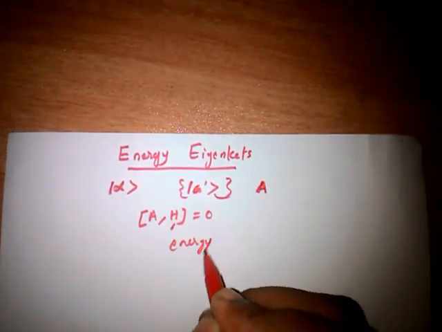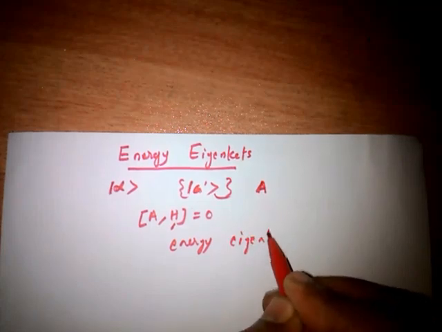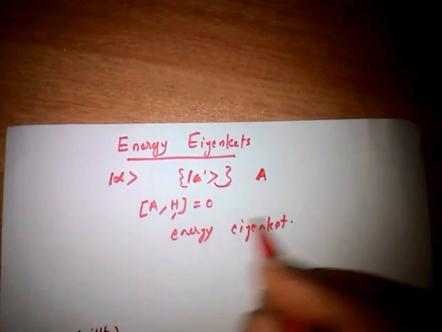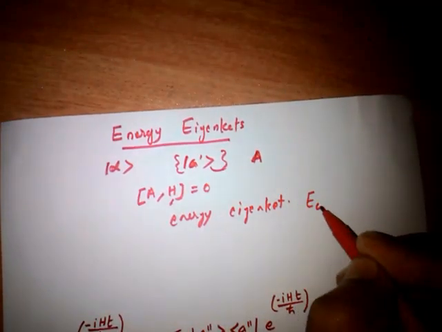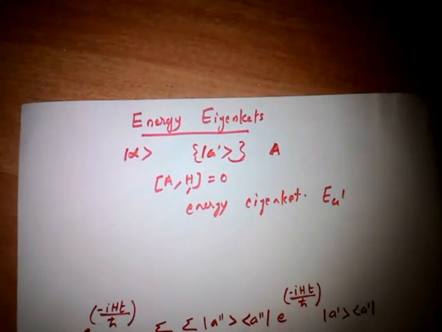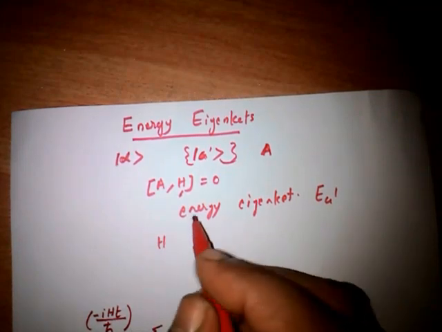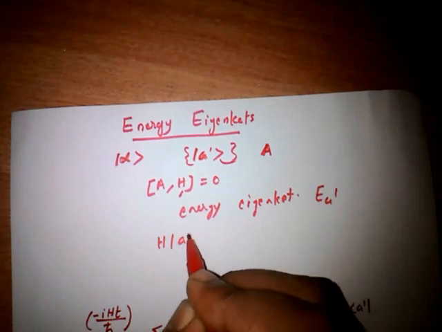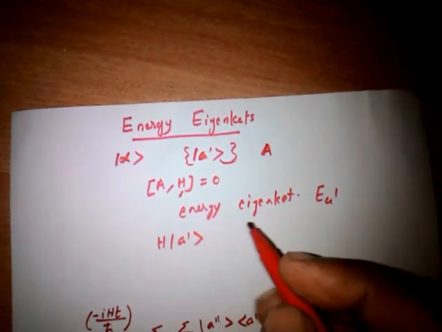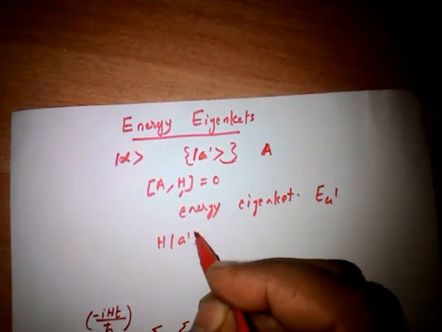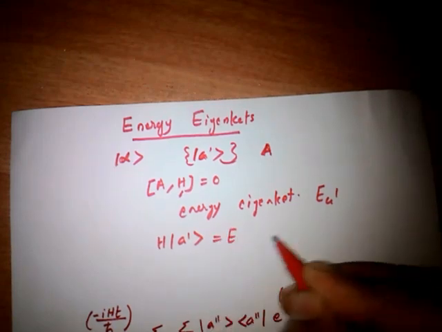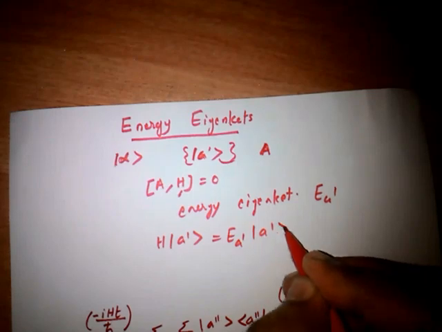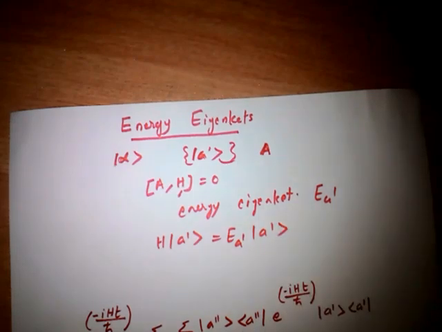Energy eigenkets, whose eigenvalues we used to denote as E_a'. Okay, that means if the Hamiltonian operator operates on a base ket a', we will get the energy eigenvalue E_a' times the base ket a'.